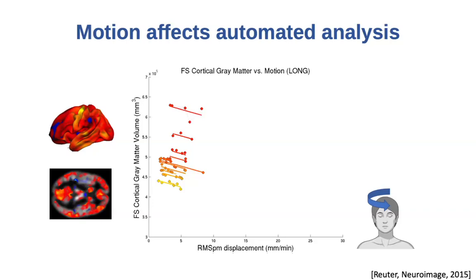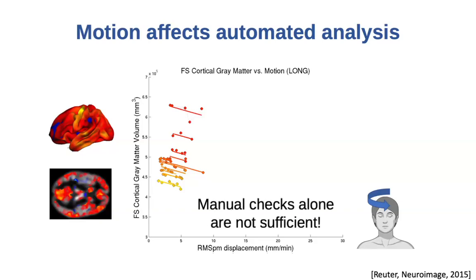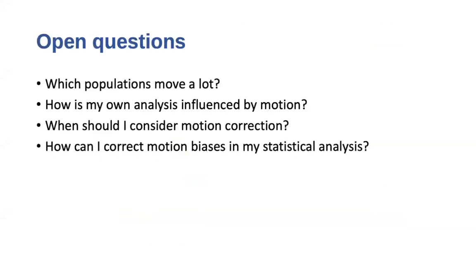Therefore, we know that manual checks alone are not sufficient, and we need some more sophisticated methods to actually detect and measure when motion occurs and how much of it occurs. And we want to develop some automated tools for that. So what is the mission of this, and why did we choose to first look at the quantification of motion instead of, for example, going directly for motion correction?